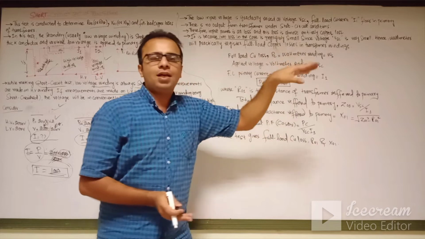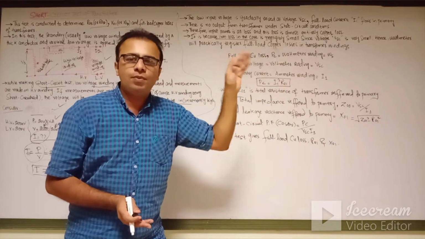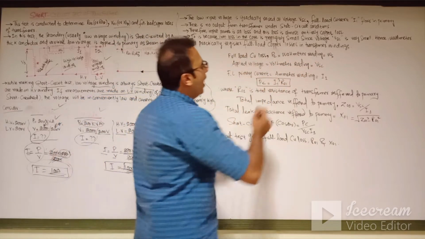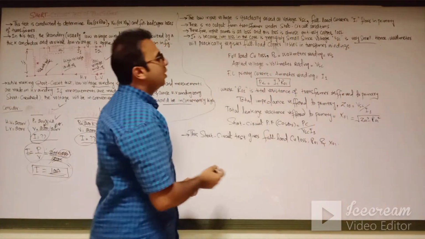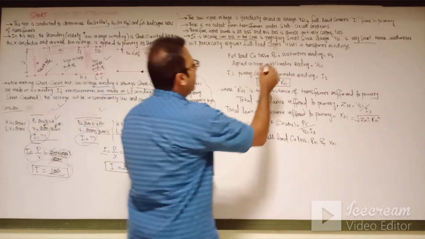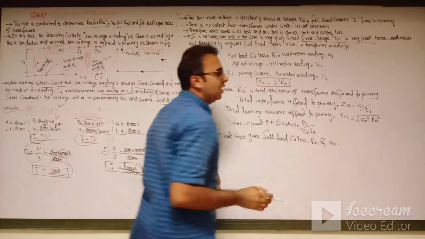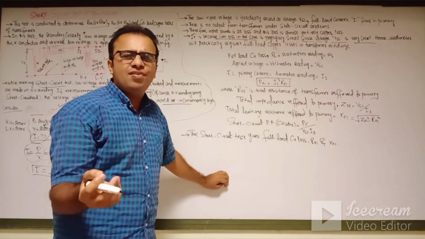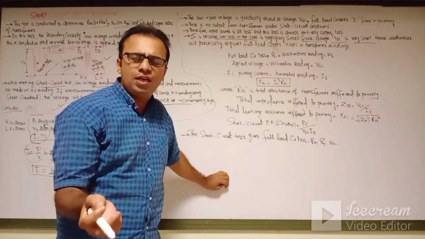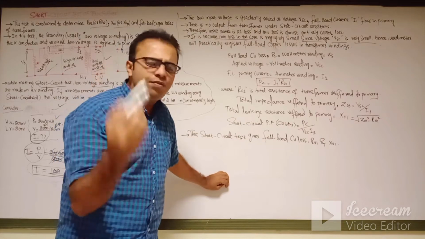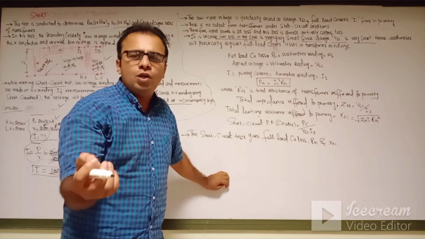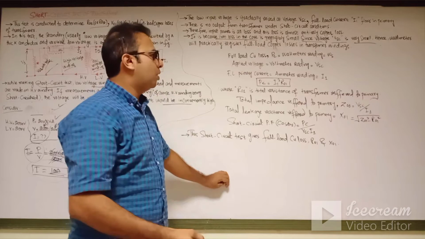And I1, which is the short circuit current flowing from the transformer, will be your copper loss. Okay, and the voltage VSC is very small, because with only 5 to 10% of the applied voltage given to the primary HV winding of the transformer, the full load current will start flowing from the transformer.